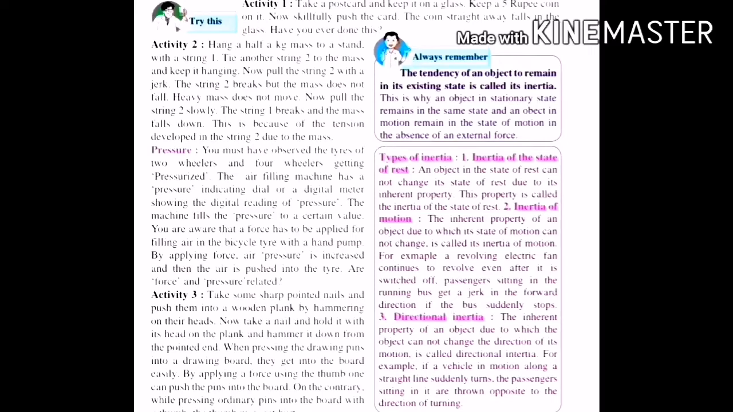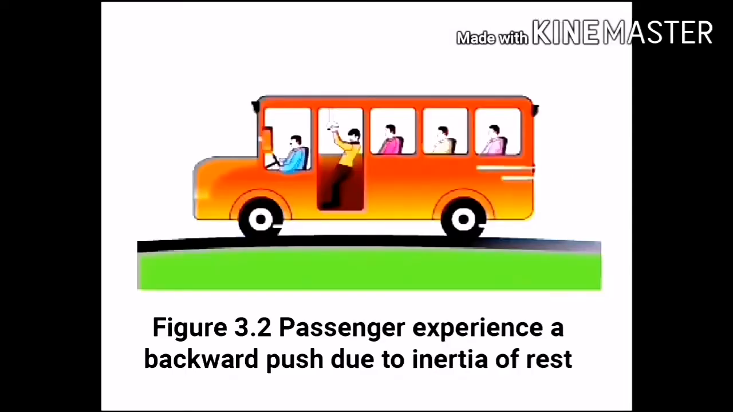Students, let's learn the first type of inertia, that is inertia of rest. Now what is inertia of rest? Listen carefully. If the object is at rest, it tries to stay at rest. So let's verify with an example.